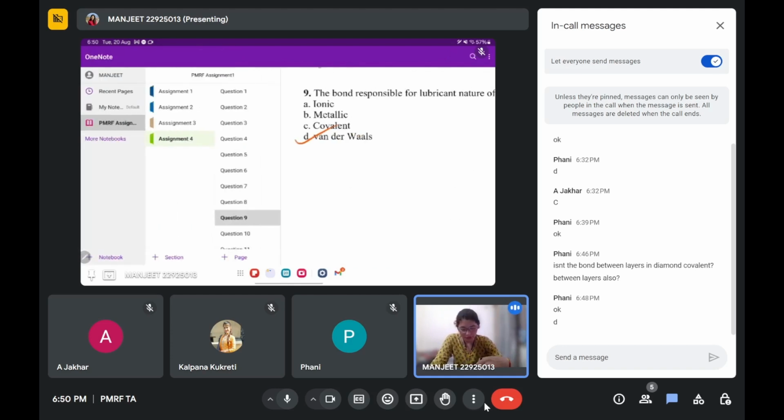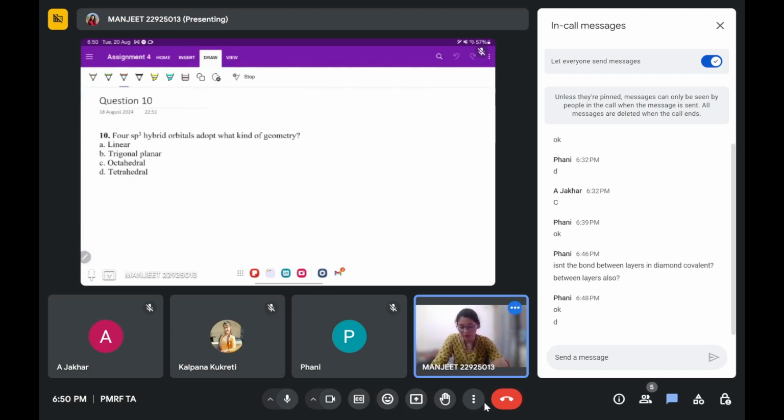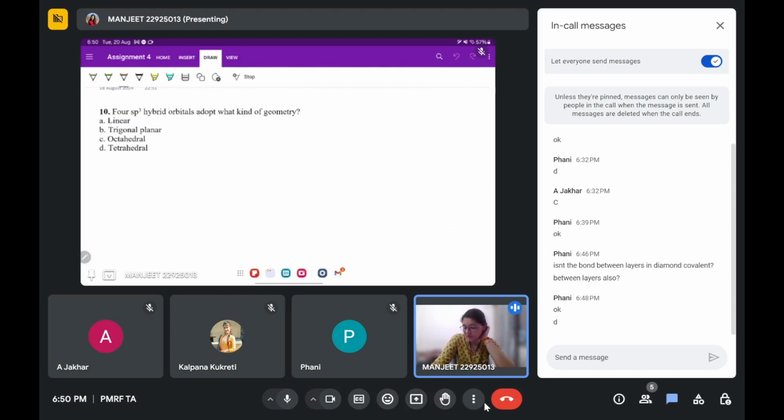So let's move to the next question, question number 10. What kind of symmetry does the sp3 hybridized orbital adopt? The options are: first, linear; second, trigonal planar; third, octahedral; and the fourth one, tetrahedral. So let's discuss the linear one.